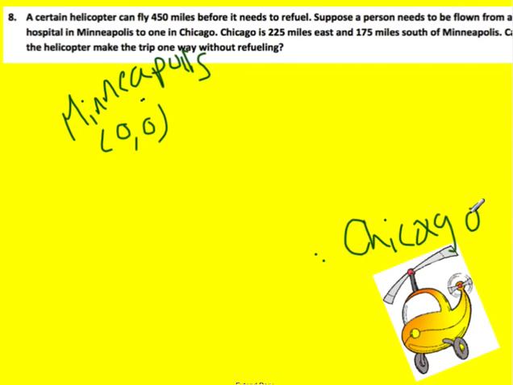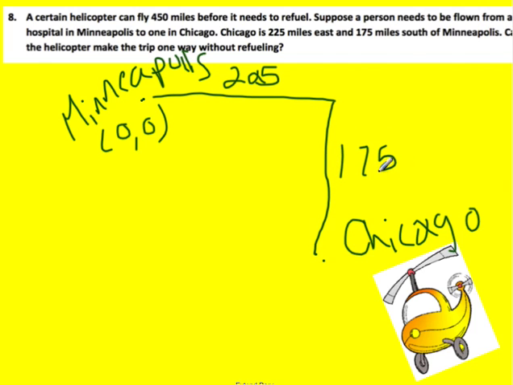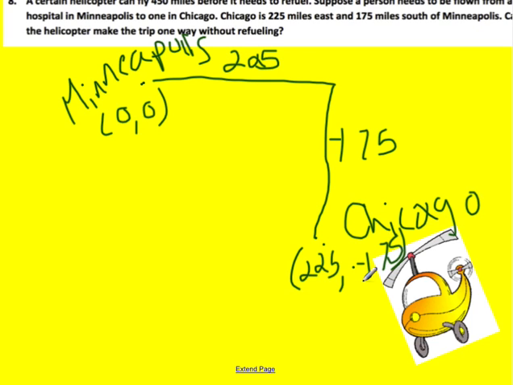Chicago, and it's going to be at the corner point. So now to go from Minneapolis, we need to go 225 miles east. Remember, right is positive, and 175 miles south. South is going to be negative. So the coordinate point for Chicago is (225, -175). So let's go ahead and calculate that out.